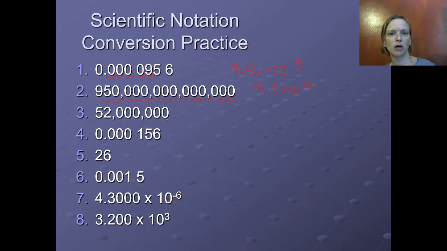For 52 million, we're going to move the decimal point 1, 2, 3, 4, 5, 6, 7 times. So we get 5.2 times 10 to the 7th. Positive exponent because the number is bigger than 1. Here we move the decimal point 1, 2, 3, 4 times. This number was less than 1, so we're going to say 1.56 times 10 to the negative 4. The number 26, you just have to move the decimal point 1 time, and that gives you 2.6 times 10 to the first power.